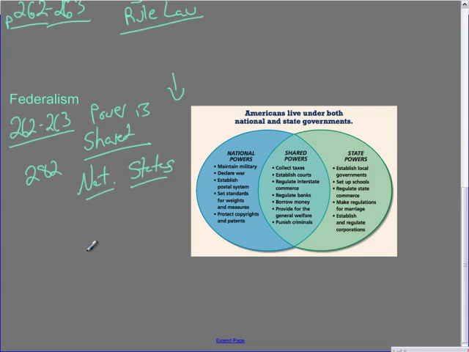So with federalism, we have taken this big chunk of power and divided it into these different areas where we have national and state, and then we have the shared powers. With the next principle of the Constitution, separation of powers, we take these powers of the national government and break those apart even more into three sections, which is where we get the three branches.